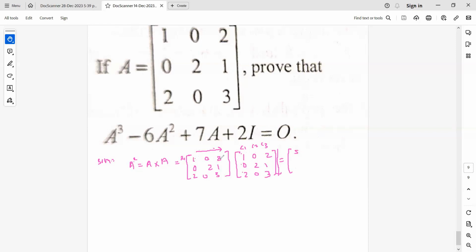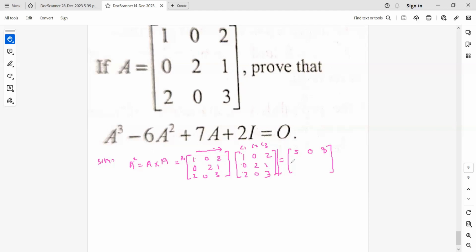Next, multiply elements of R1 with C2. So see, 1 into 0 is 0, 0 into 2 is 0, and 2 into 0 again will be 0. So the overall sum will be 0. Now R1 into C3: 1 into 2 is 2, 0 into 1 is 0, and 2 into 3 is 6. So 6 plus 2 is equal to 8. So the first three elements we have got in the form of 5 0 8.